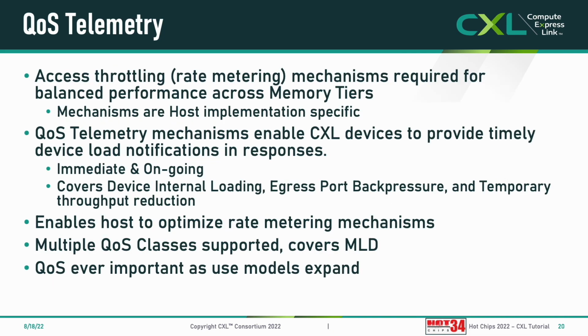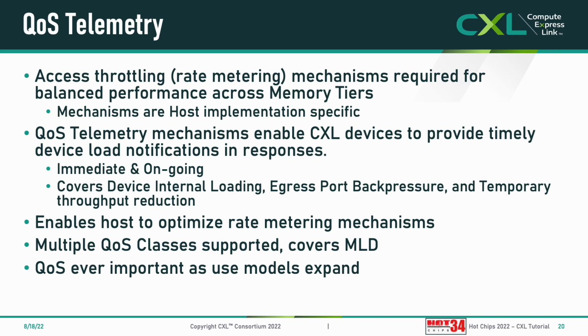Let's look into some of the challenges with QoS telemetry and what has been done by the specification to address that. We touched on the topic of quality of service during the tiered memory section. Access throttling, that is rate metering mechanisms as an example, are required when working with tiered memory solutions to ensure a balanced performance. This is to ensure that all of the resources do not get consumed servicing or accessing slower memory and impact access to the faster tier.